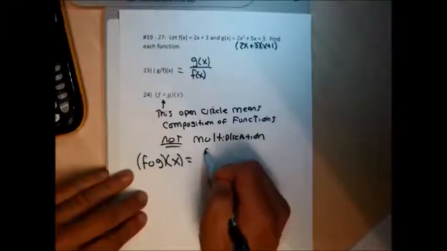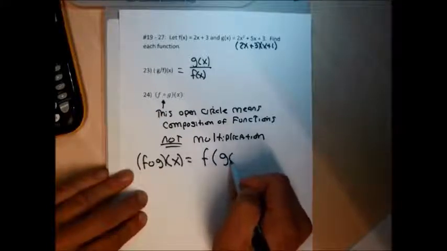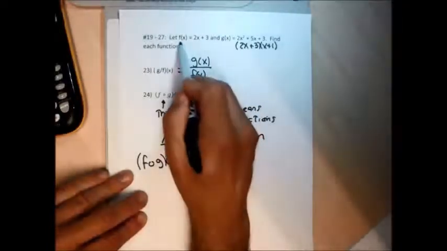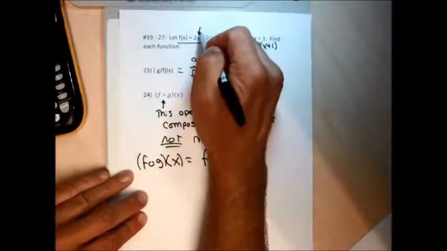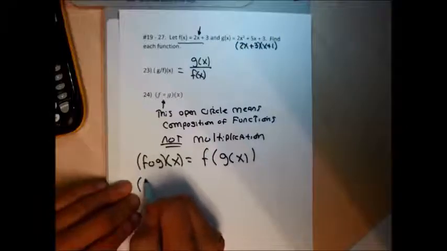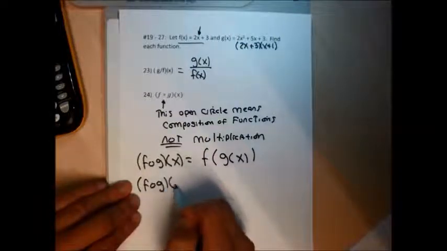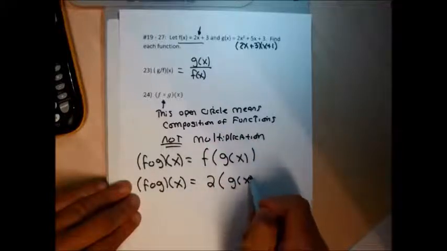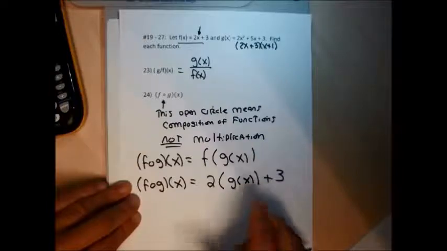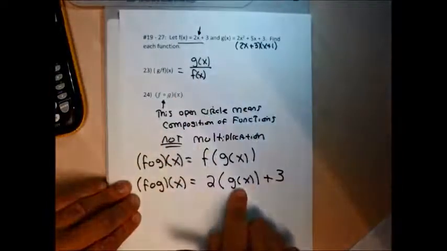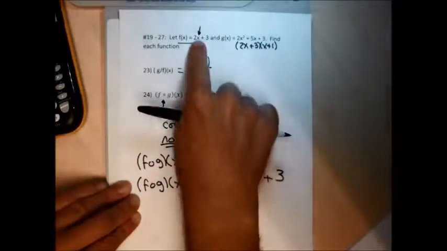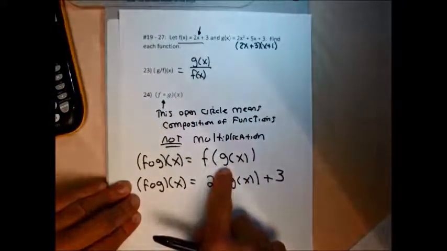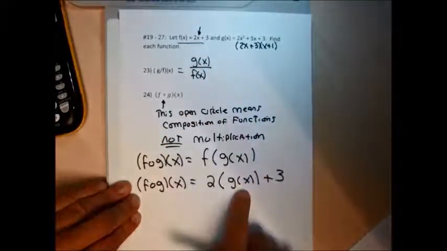And I say this is the same as f of g of x. And so what I'm going to do is go to the f function and change that x to g of x. So f composed with g of x equals 2 times g of x plus 3. That's all I did, is change that x to a g of x. Just like when I found f of 2, I would change that x to a 2. Or if I find f of 7, I change that x to a 7. To find f of g of x, I change that x to a g of x.